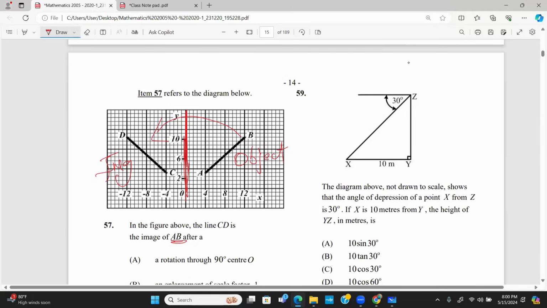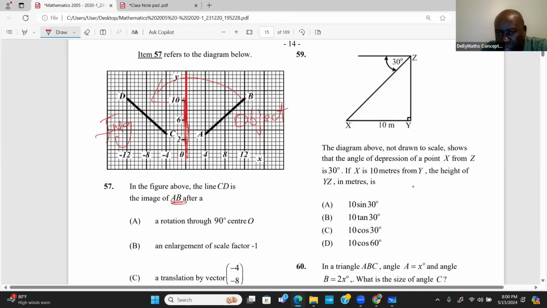All right, sir. The diagram above, not drawn to scale, shows that the angle of depression of the point X and Z is 30. So we see that. We see the 10 meter and everything. The question, the height, they want this. Remember that this angle is this. So 30 is down here as well. Z angles, you put it down there.